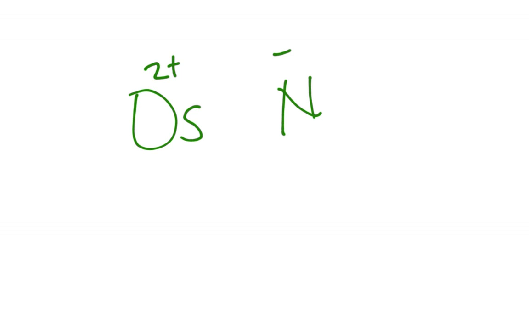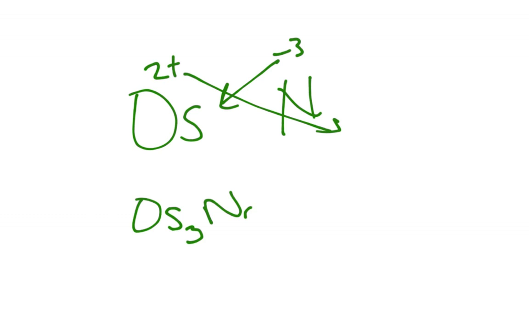What would the chemical symbol for osmium(II) nitride be? Well, my osmium we know is 2 plus because it's written there in the Roman numeral. Nitrogen we know from writing it out before is 3 minus, so we're going to switch these 2 signs down, and so we'll get osmium 3, nitrogen 2, osmium(II) nitride.